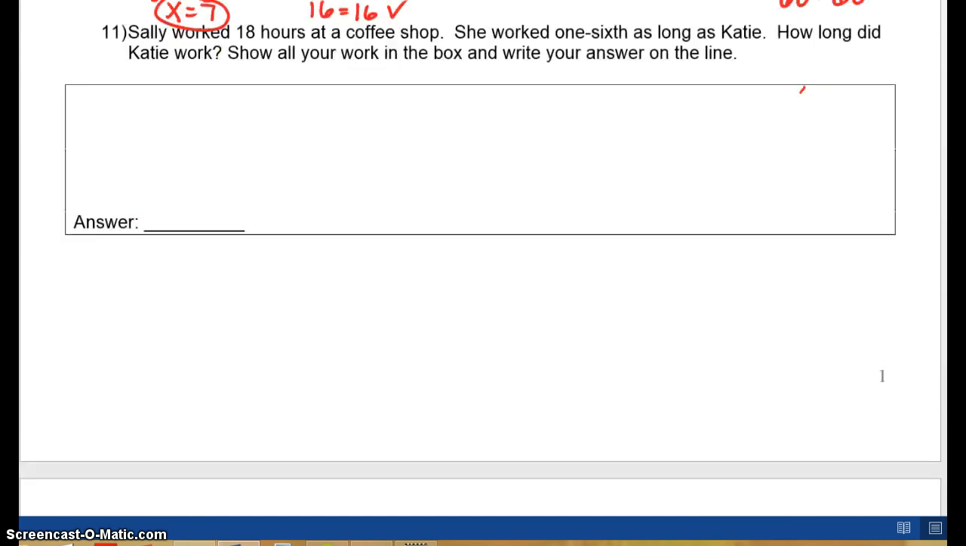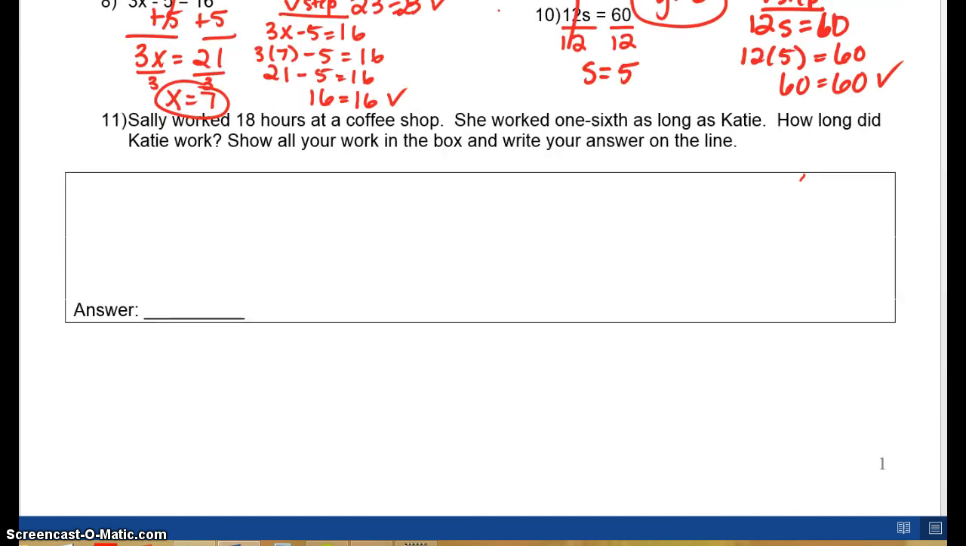Last question on this page, it's a word problem. Sally worked 18 hours at a coffee shop. She worked 1/6 as long as Katie. So I'm going to underline that: 1/6 as long as Katie. How long did Katie work? So our answer is going to be in a complete sentence, a complete thought. Remember to wrap in math: restate, answer, and prove. And that prove there, that's our work that we're going to be showing in our box.